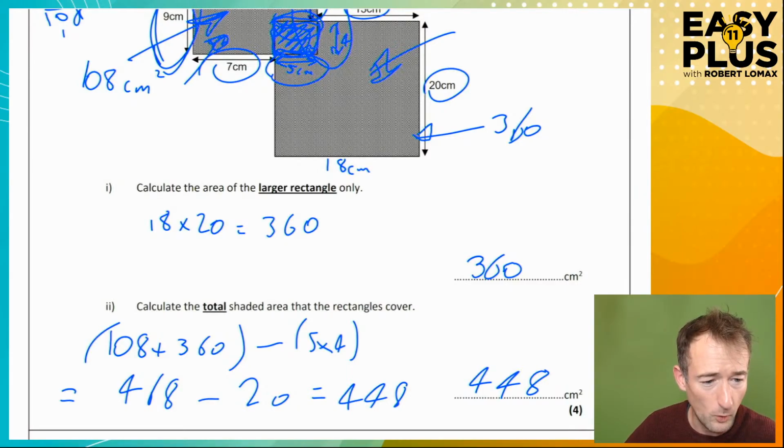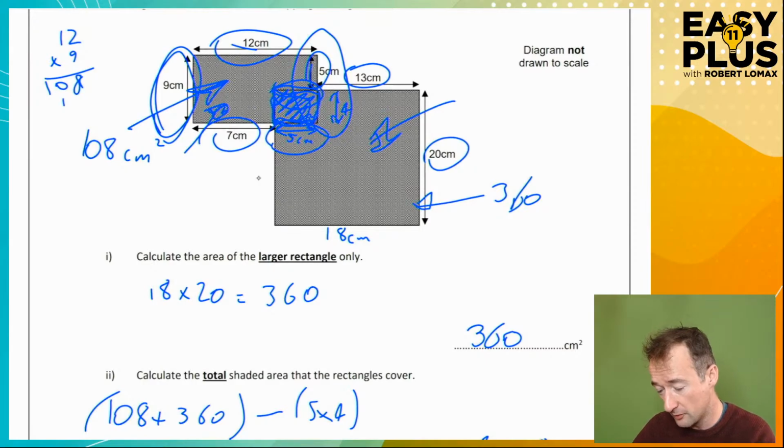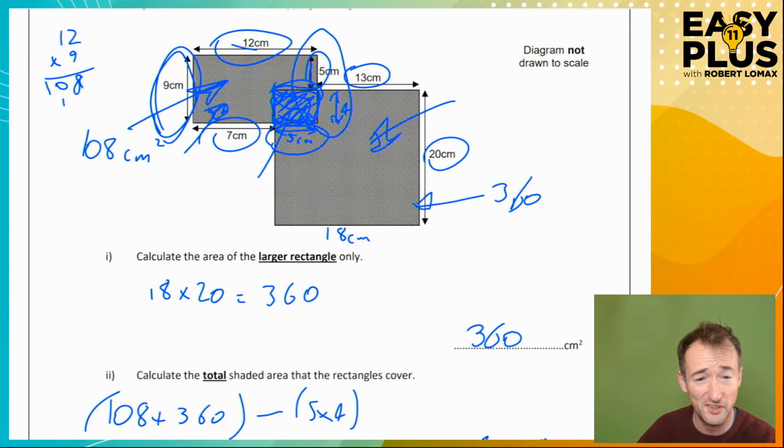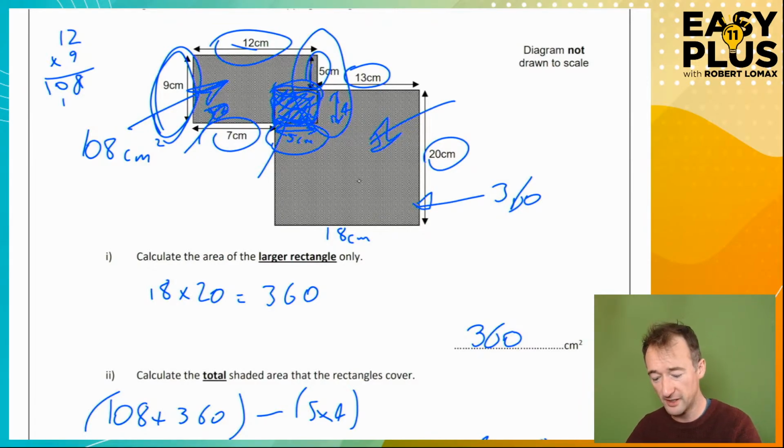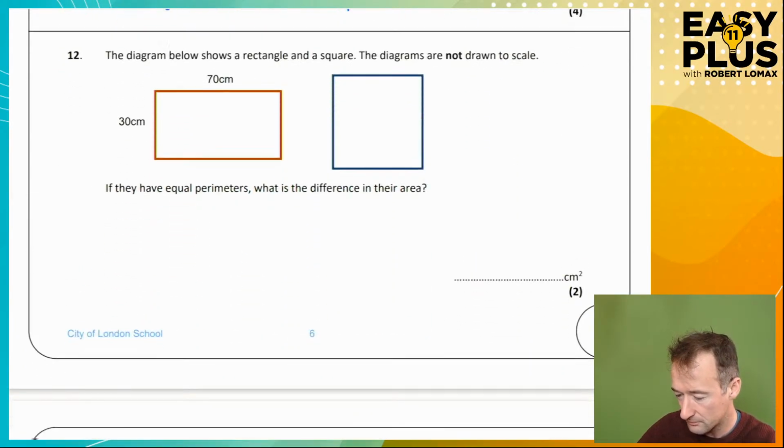So Libby says, wait, isn't it 468? It's not 468 because, as we've said, that involves counting this shaded area, which is now very scribbled over, twice, because that's part of this rectangle and it's part of this rectangle. So we have to take it away once in order to get the total shaded area. I hope that makes sense.